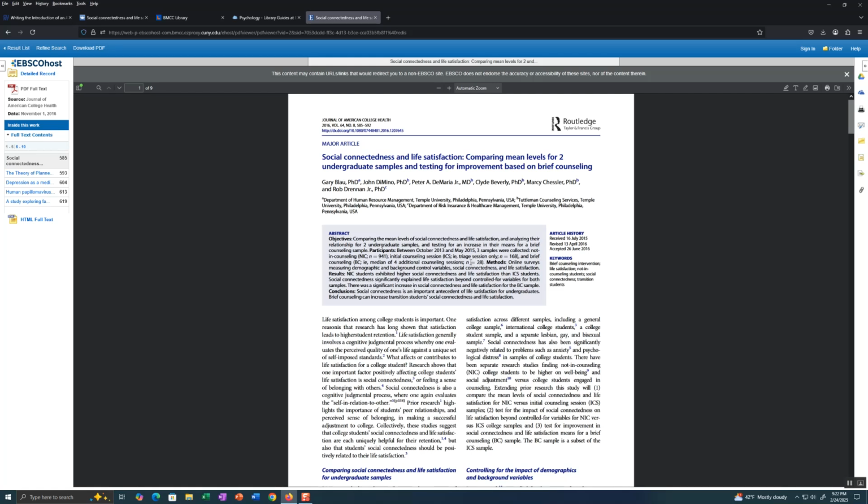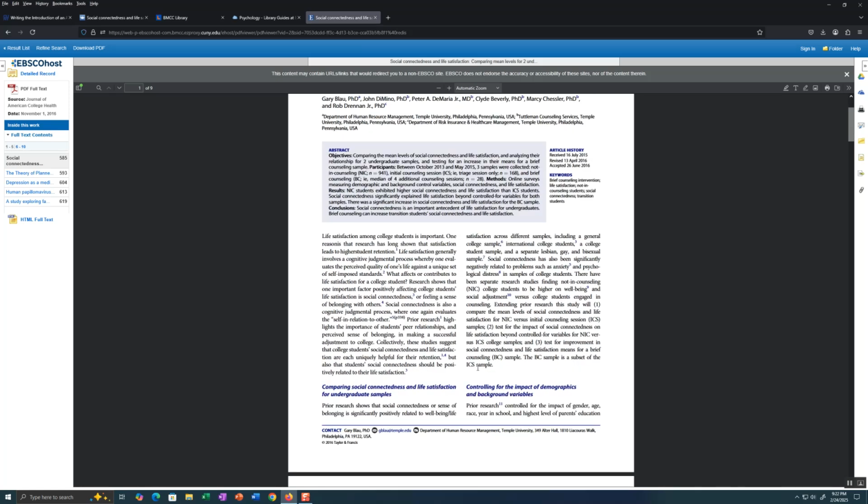Okay, so it's looking at... So there was a significant increase in social connectedness and life satisfaction. So that makes sense.